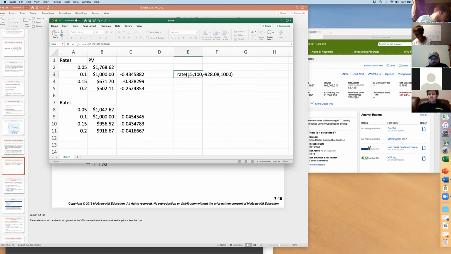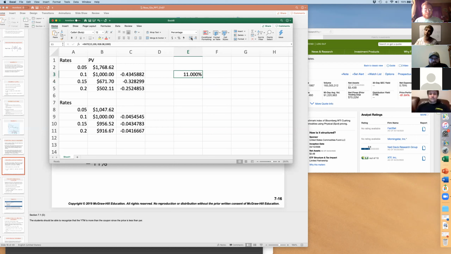Close up the parentheses and our interest rate. After we get enough decimals in there, it looks like it's 11% even. And that's an annual rate that we're looking at because everything we plugged into Excel was in annual terms. All right, any questions?